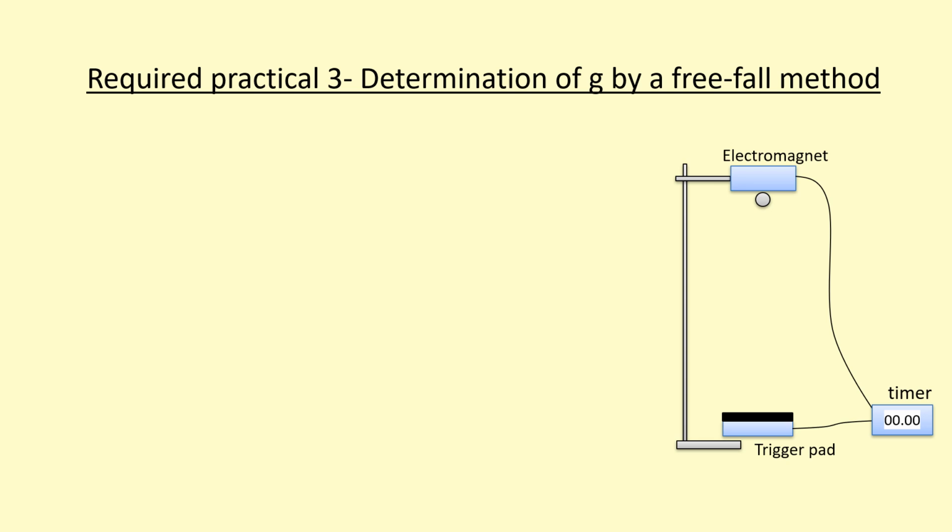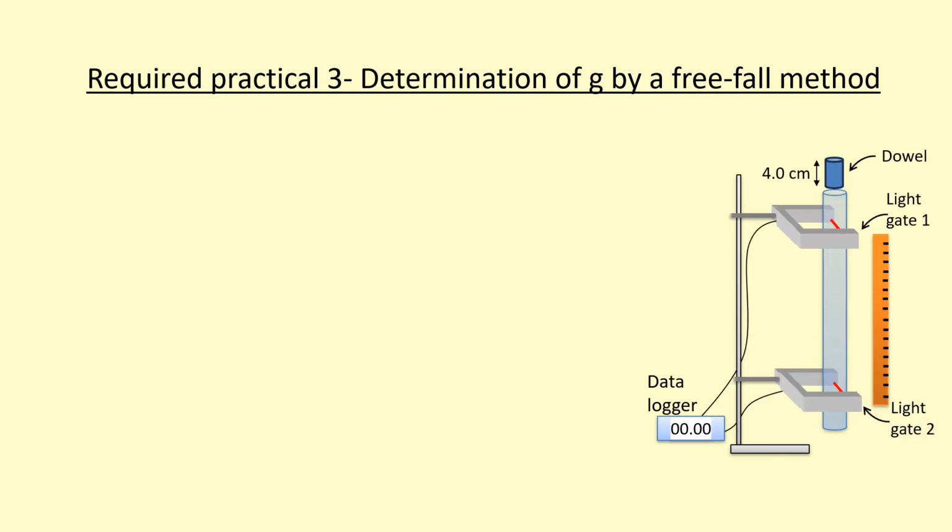In this video, I'm going to go through two different methods for determining the acceleration due to gravity, g, by free fall methods. The first one involves an electromagnet and a ball being released by the electromagnet, and timing how long it takes to hit the trigger pad. The second one involves dropping an object through two light gates and looking at the speed of the object through the first and second light gate. I'll also be looking at a variation which only involves using one light gate.